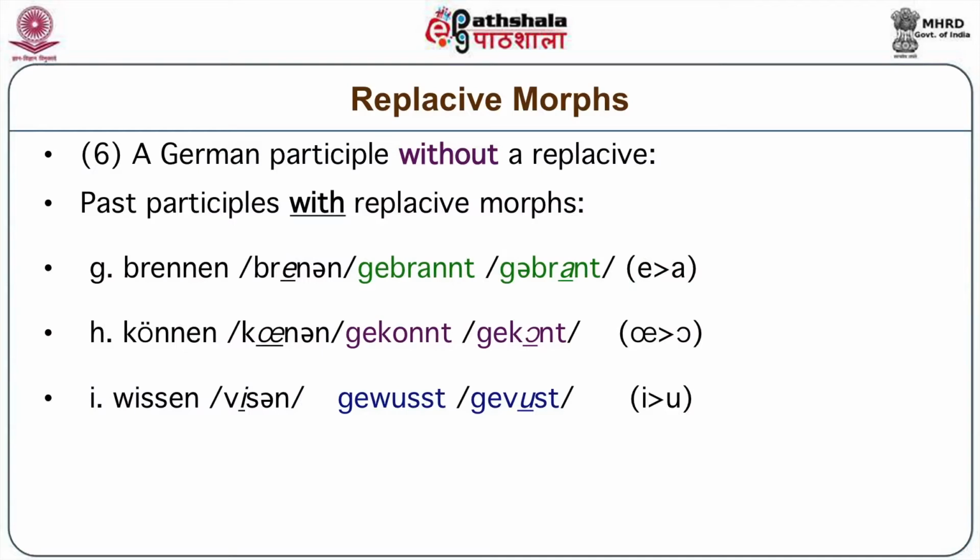If you get back to German, we have shown you German past participles using g and t. Now let us look at some German past participles that, in addition to using t at the end and g at the beginning, do something special in the middle. Consider the German word brennen, which is to burn. The past participle of brennen is gebrannt.